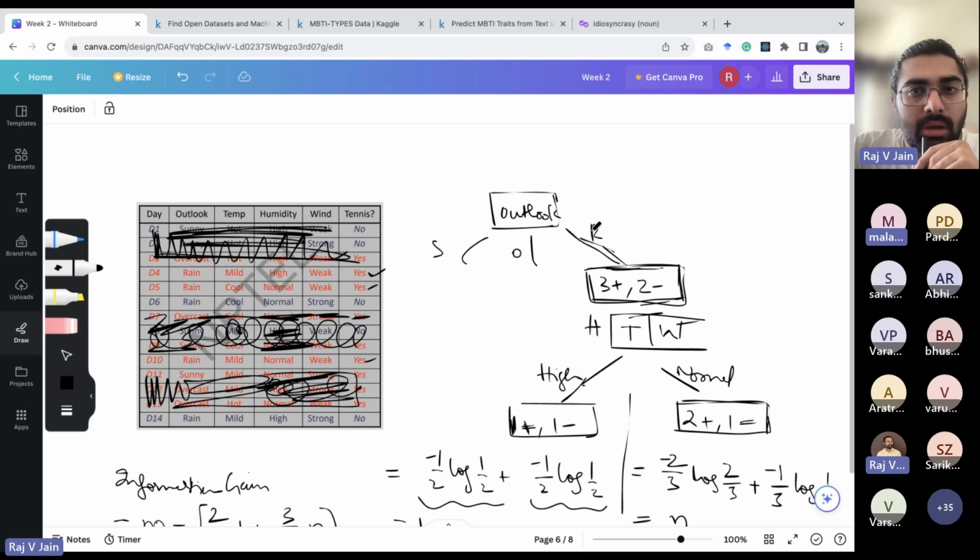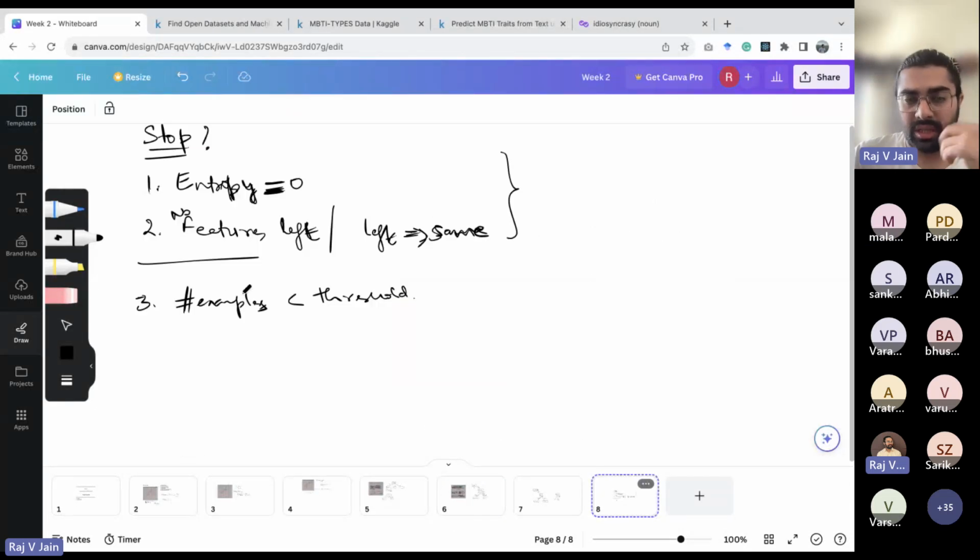Okay, good. So one particular idea is the number of examples in a particular node.